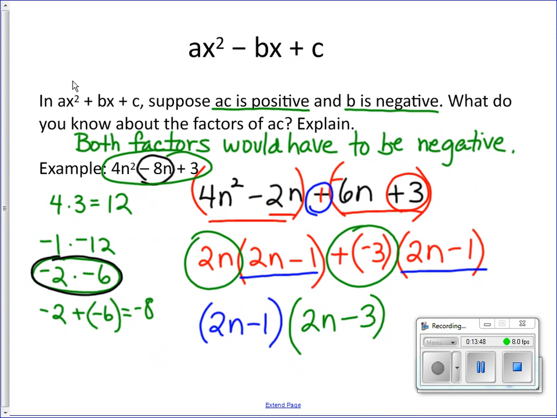So our two factors would be the quantity 2n minus 1 and the quantity 2n minus 3, which you could check by using FOIL to make sure that you get the original trinomial.